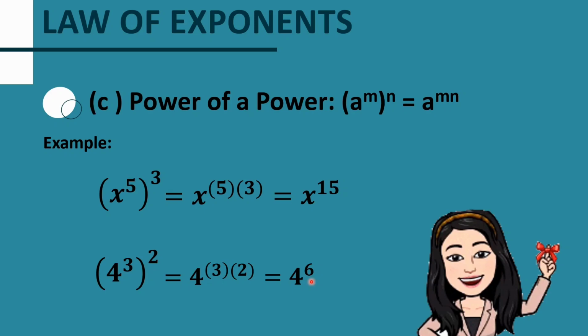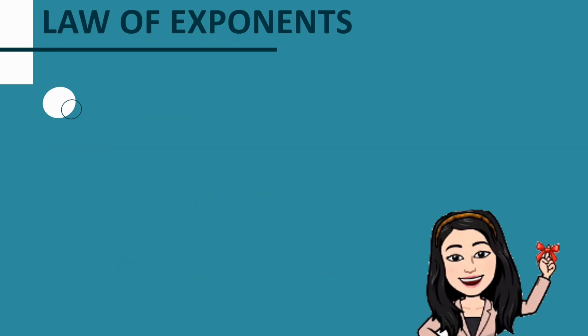Kasi yung power, it indicates repeated multiplication of the base. Ilang beses mo multiply natin yung base sa kanyang sarili. Meaning, 4 raised to 6 means 4 times 4 times 4 times 4 times 4 times 4, 6 na beses. At kapag minultiply nyo ang 4 ng 6 na beses, that will be equal to 4,096. So ibig sabihin, 4 cubed raised to the second power is equal to 4,096. Let us proceed to the next rule.